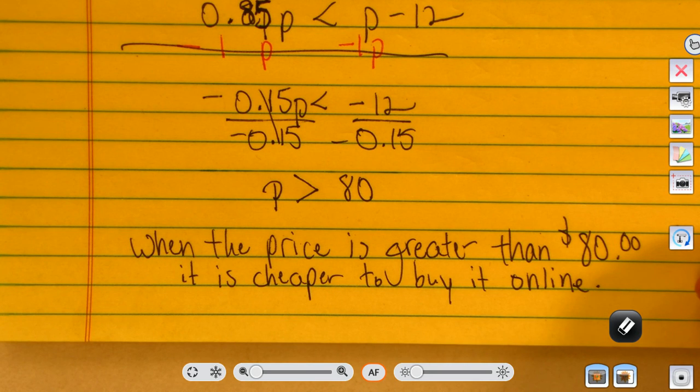So that was a pretty challenging little problem, but it's one that you can do. Right, so questions on that? All right, so that takes care of solving some inequality word problems.